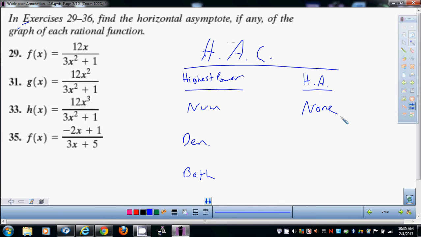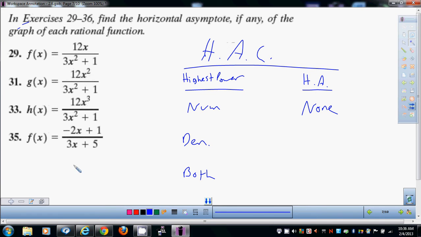Now, what about, well, if it's in the denominator, if your highest power is in the denominator, then as x gets bigger and bigger, your denominator is going to get bigger and bigger than your numerator. So, a fraction whose denominator is much, much bigger than its numerator, let's think of an example, like 1 over 10,000.